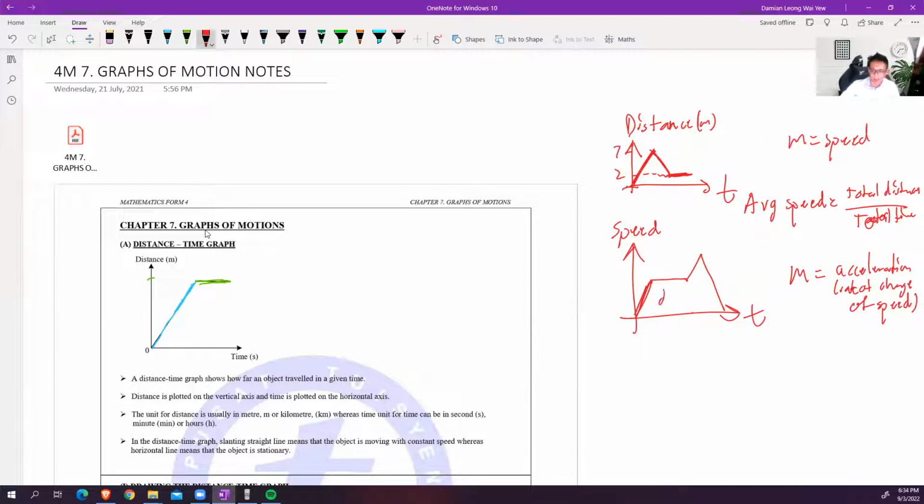Then the area under the graph would be the distance. So if I want to find the area, I always have to split into areas that I can find, for example, like this trapezium, trapezium, triangle. Then add all together, I get the total distance. So if I want to find average speed, then I have to find the total distance first, then divide by the total time. So the whole chapter is just about these few things. That's chapter 7.